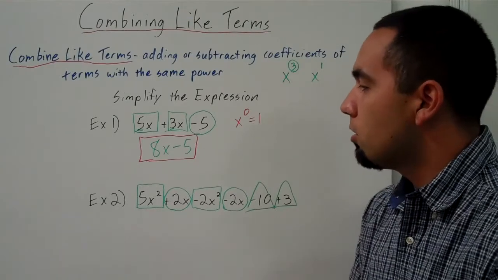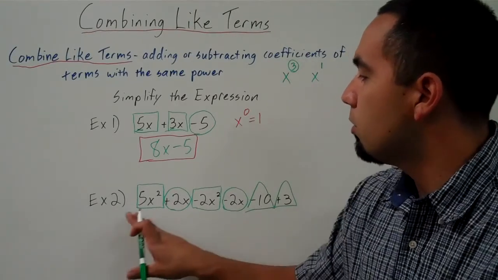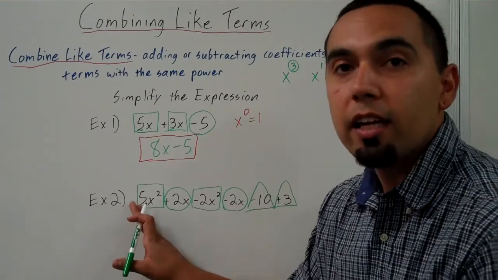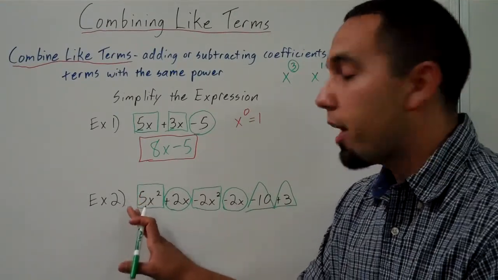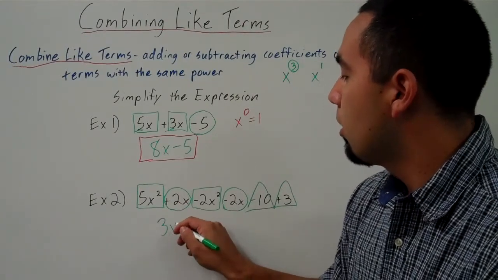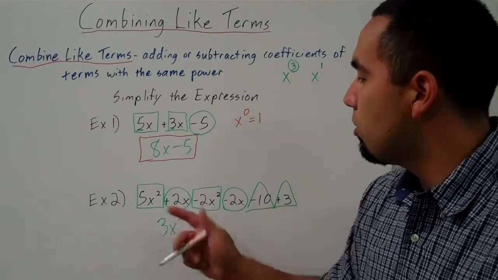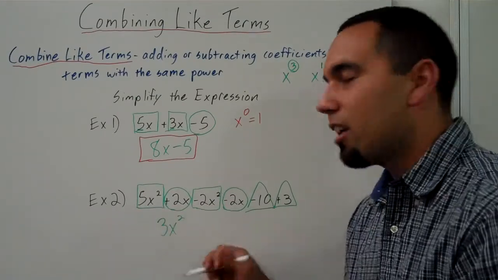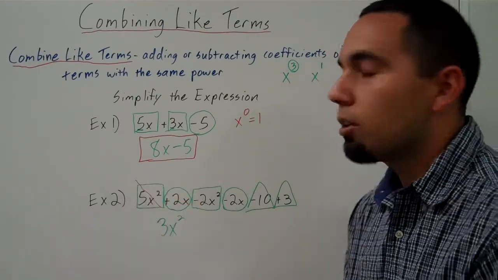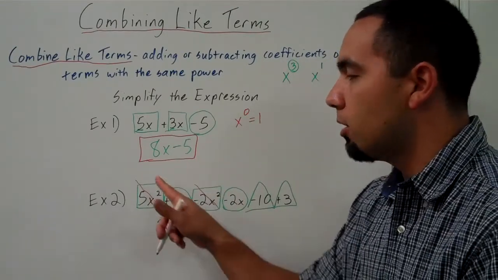So let's look at my boxes. 5x squared and -2x squared. Well, again, the only way I combine is I add or subtract the coefficients. So 5 minus 2 gives me 3x squared. And since these get kind of long and kind of messy, usually what I do is I cross them out. Since I used those two to get this term, I'm going to cross those out.